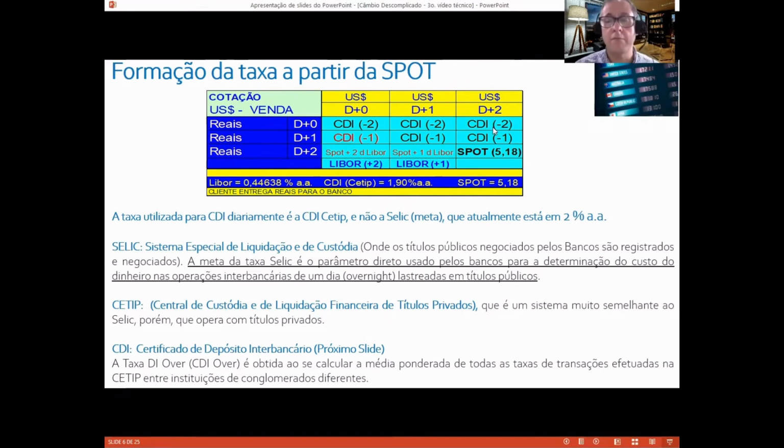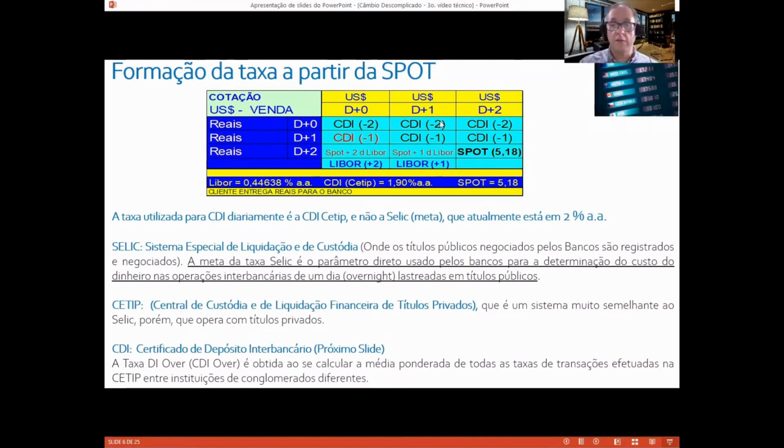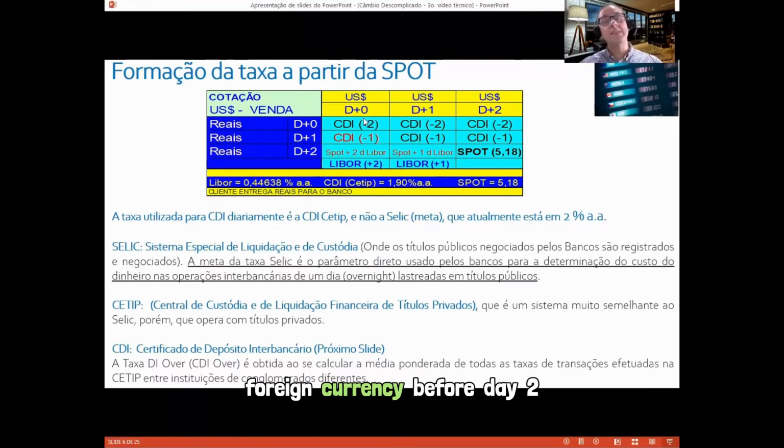Why, Marcelo? Because the bank will keep your funds for 2 days and will invest that money. It's only fair to share that with you. Or start from a cost rate that takes into account the discount of 2 days of CDI. And it also works like this. For example, if it were reais D0, currency D0, it would be here, right? It would also be 2 days of CDI, but the bank may also have the prerogative to charge 2 days of an international rate. Because you are asking to deliver foreign currency before day 2, therefore the bank will have to send the dollars abroad.